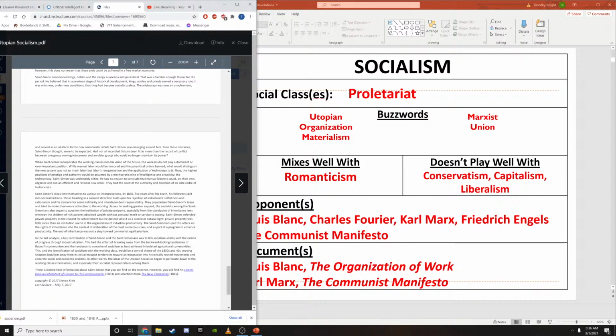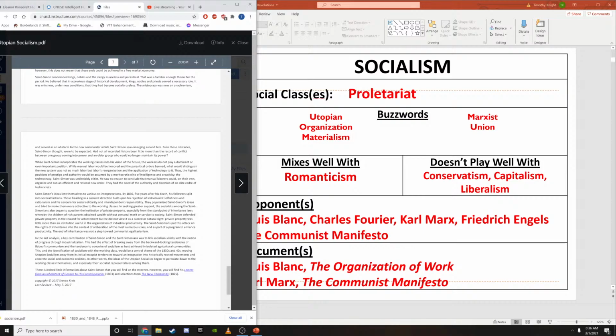In the last analysis, a key contribution of Saint-Simon and the Saint-Simonians was to link socialism solidly with the notion of progress through industrialization. This had the effect of breaking away from the backward-looking tendencies of Babeuf's communism and the tendency to conceive of socialism as best achieved in isolated agricultural communities.